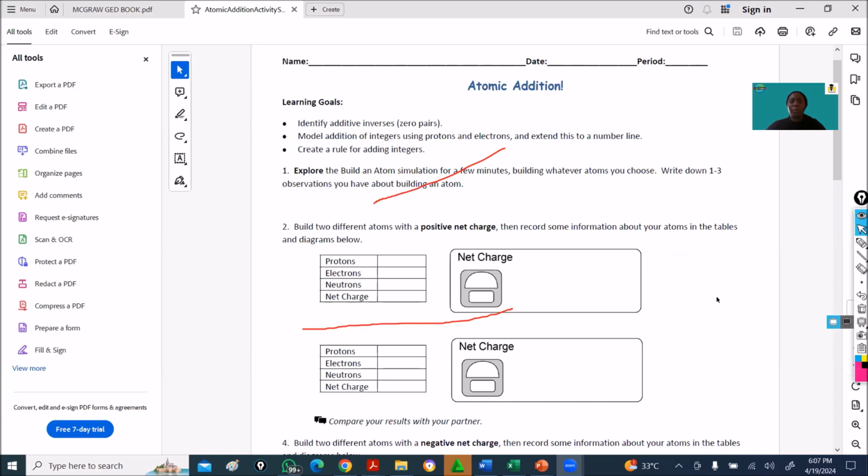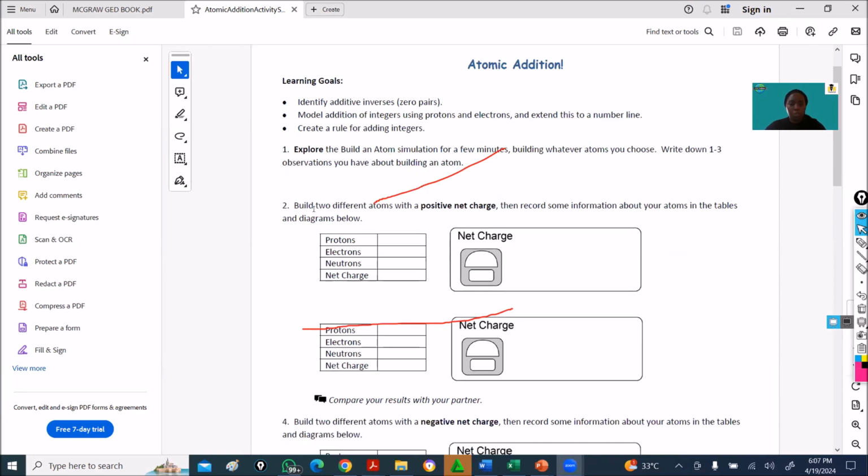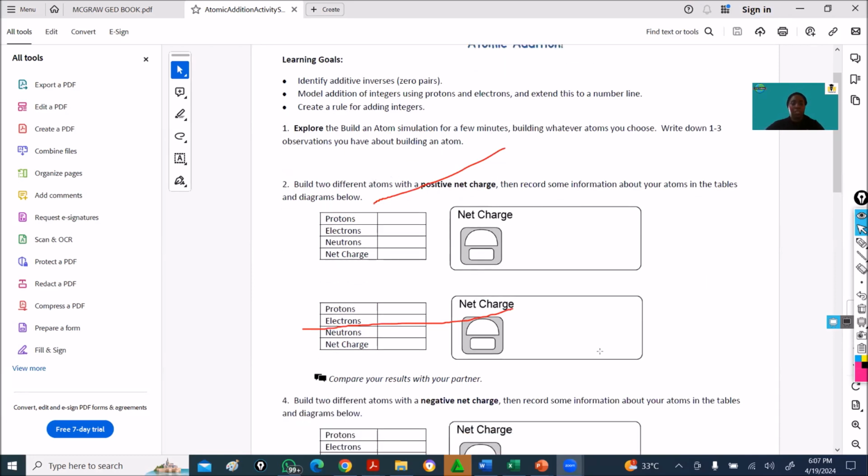Now that's question number 1. Now you go to question 2. You can see this is an activity sheet. It says, now build 2 different atoms with a positive net charge, then record some info. Why am I reading? Okay, read. Please, I'm not supposed to, because it's for students. You as a teacher, you're not going to start guiding them.